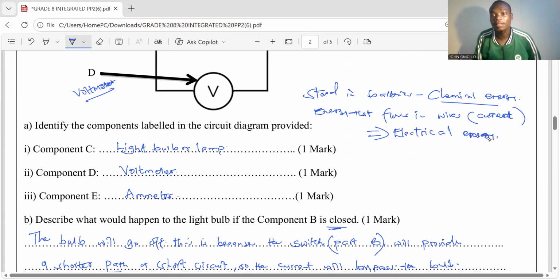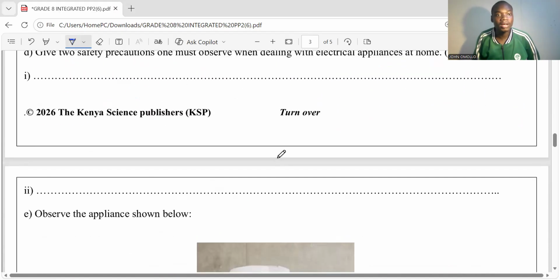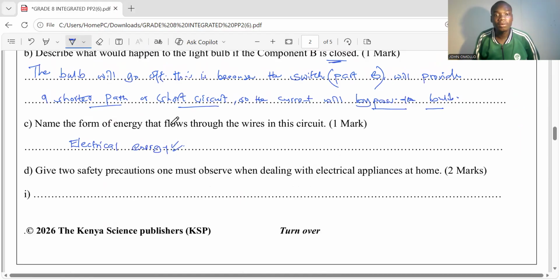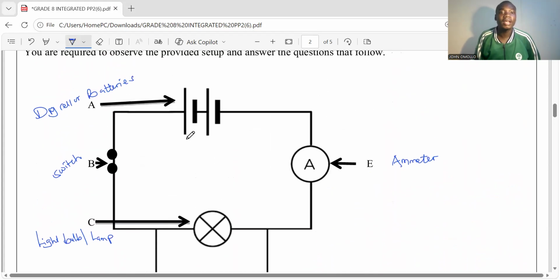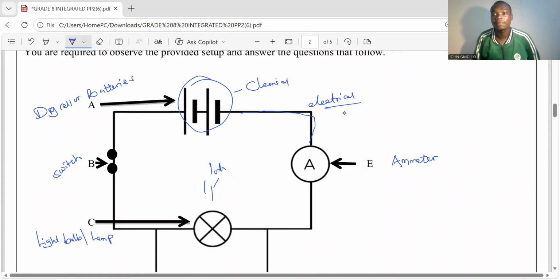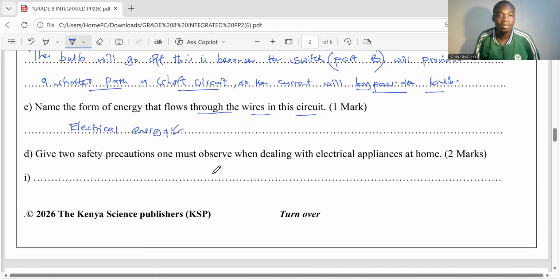That energy is referred to as electrical energy. I want learners to get the difference clearly. In this case, we are asked the form of energy that flows through the wires in this circuit. The energy stored within the battery is chemical. But once that energy has been transformed so that it can flow through the wires to the bulb, and the bulb produces some light, that is called electrical energy. Are you getting the difference? So that is why I'm writing the answer as electrical energy.